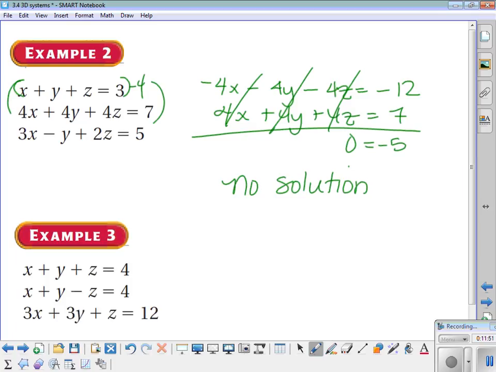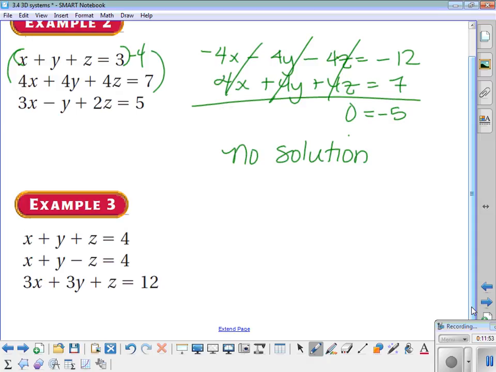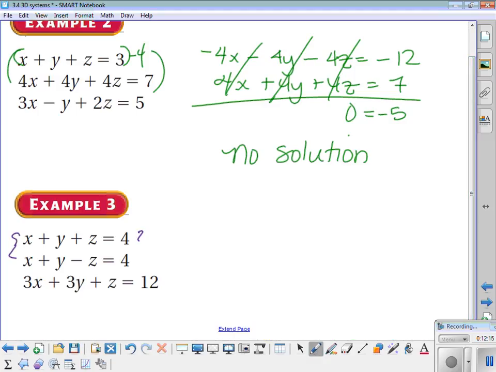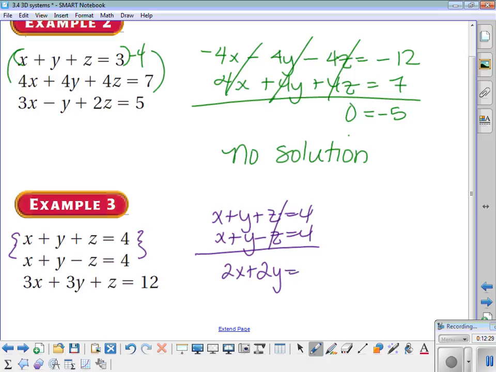And I've got another example. This time I've got x plus y plus z is equal to 4. X plus y minus z is equal to 4. And 3x plus 3y plus z equals 12. So for this one, it's going to be really easy for me to get rid of my z's. So I'm going to combine the first two together. X plus y plus z equals 4, and x plus y minus z equals 4. When I combine them, my z's cancel out, and I get 2x plus 2y equals 8.